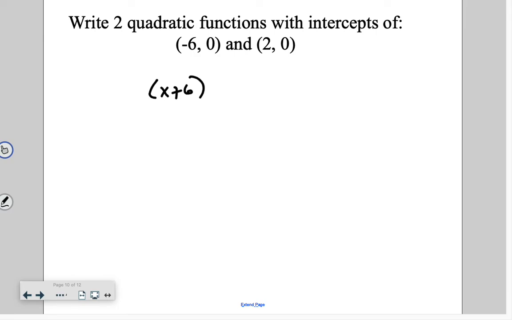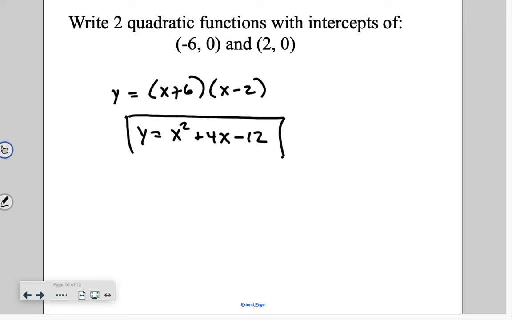If 2 is one of the zeros, one of the x-intercepts, what's the factor that came from? x minus 2. And now, I asked you for 2 different quadratic functions. We'll talk about the second one at the end. If I wanted to find the quadratic equation, all you have to do is FOIL this thing out. Okay? If you said y equals, if I multiply this out, we get x squared plus 4x minus 12. There's an equation that would have those 2 points as x-intercepts.